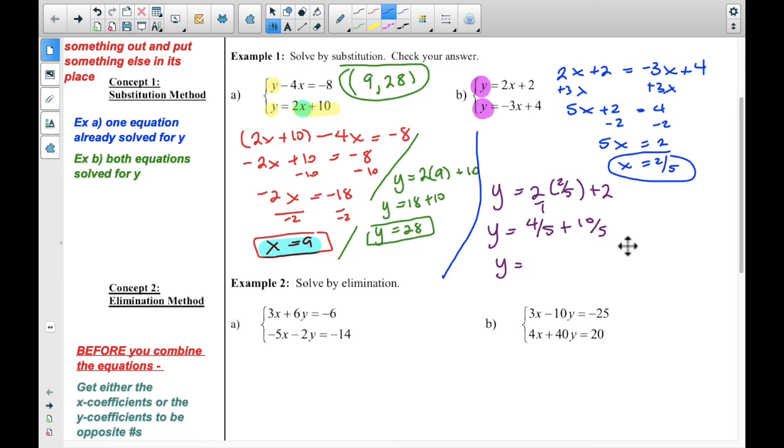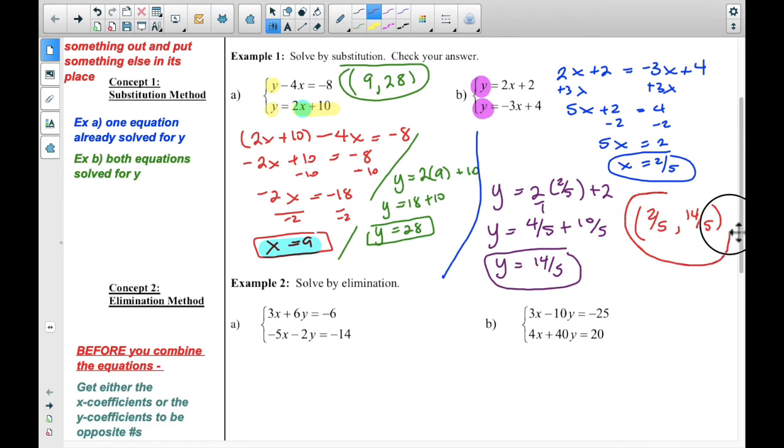In this class, do not give me a mixed number. Mixed numbers are not appropriate at all for algebra. They're for middle school and elementary school. So we add these together and we get 14/5. Okay, so this time our final answer has fractions in it. That's a little scary. It's okay. This answer is going to be 2/5 and 14/5. That is the final answer.